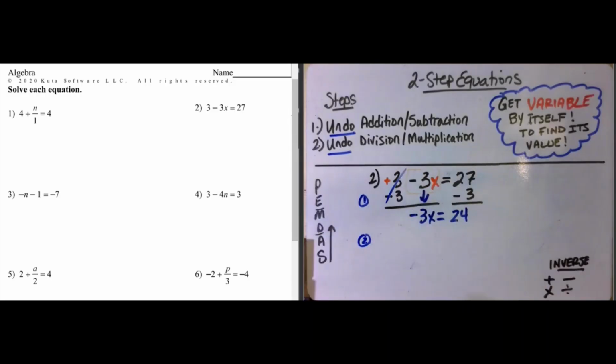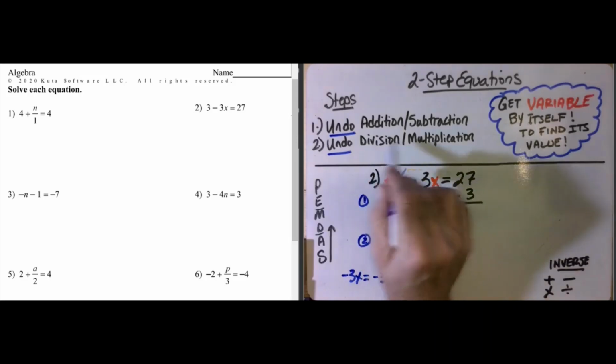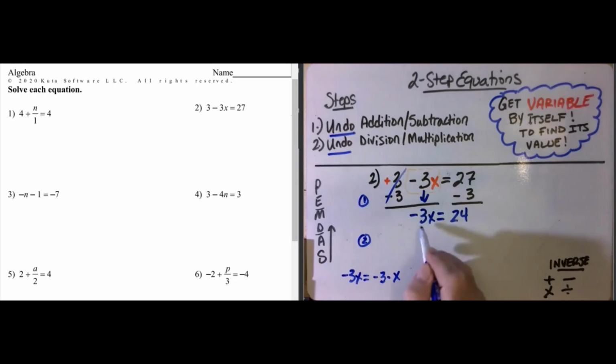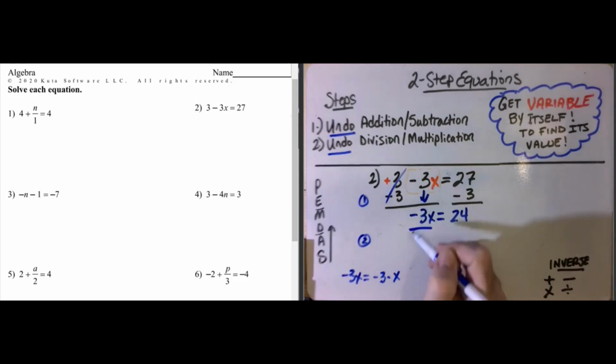Let's undo division or multiplication. They're multiplying, because remember, negative 3x is actually negative 3 times x. If they're right next to each other without any operator between them, it's multiplication. It's assumed. So the opposite of multiplication is division. You remember in algebra, in division, one way of showing that is with a fraction.